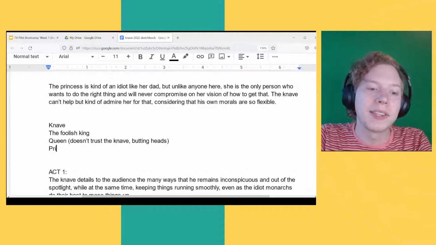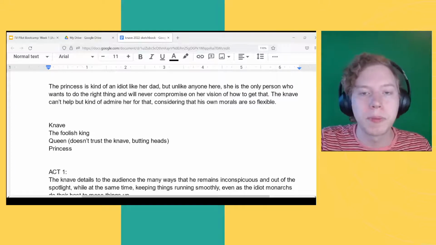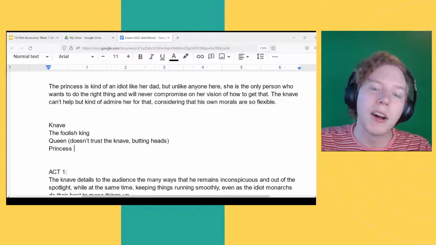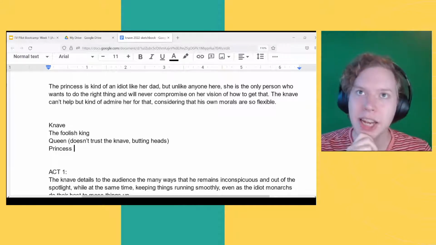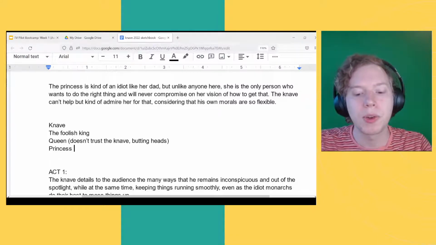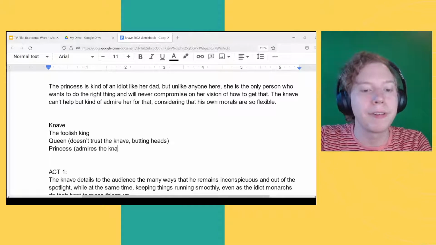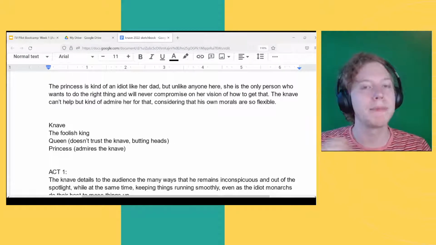And then let's add a princess character as well. So this is going to be one of the daughters of this central couple here. And I want to have a different dynamic in place, so I'm going to pick somebody who, let's say, admires the knave. And I'm always connecting them back to the main character.